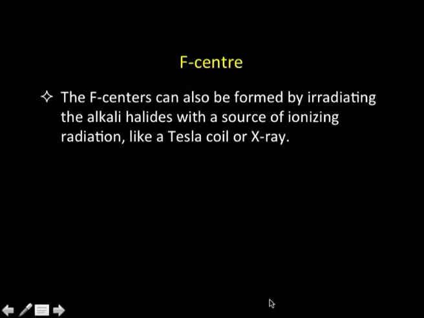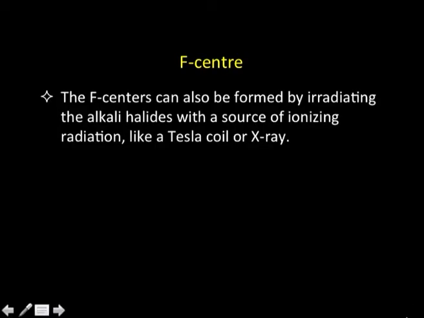Okay. Now, F centers can be formed in another way. One way is by irradiating the alkali halides with a source of ionizing radiation, like a Tesla coil or X-ray radiation. What we discussed earlier was one mechanism, where we take an alkali halide and heat it with the vapors of an alkali metal, and in this process we get F centers. The second way is by irradiating the alkali halide with a very strong radiation like a Tesla coil or X-rays.